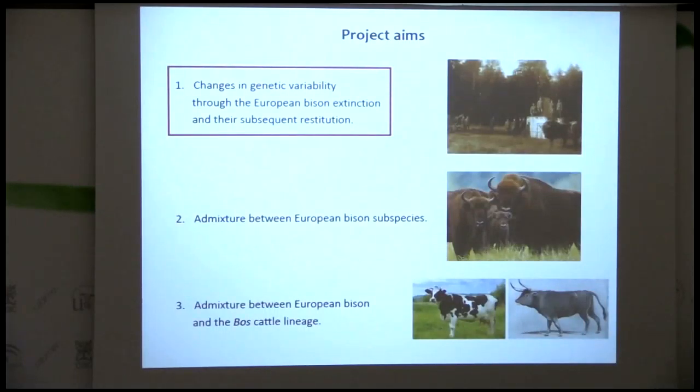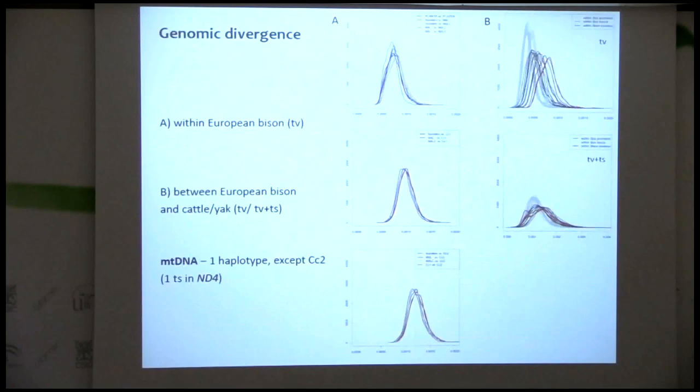So now some results. We tracked changes in genetic variability in the European bison population before and after restitution by estimating genomic divergence within European bison. And these are the resulting probability densities between and among modern and founding bison. That's between Caucasian bison CC1 and both modern and founding bison. And that's between Caucasian bison CC2 and all remaining bison.